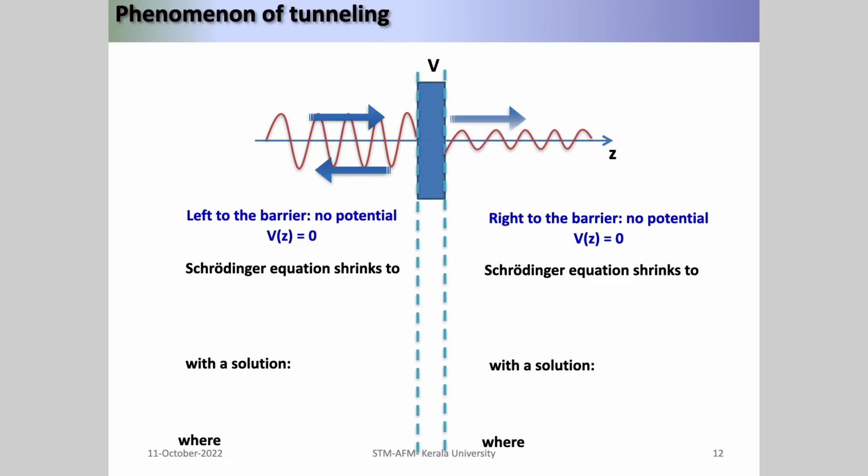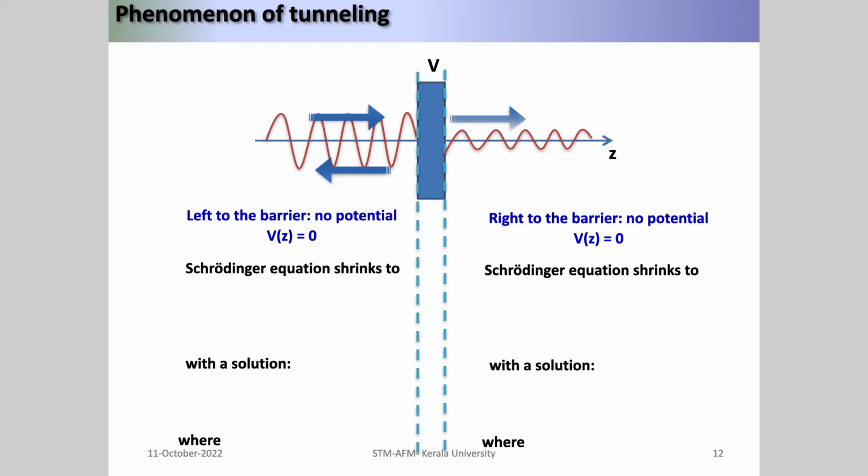Now what happens? Here there is no potential. This is the potential barrier, or the barrier. In physics we call it a potential barrier because the electron has to penetrate through. Okay. So it's a potential wall. This is free space. This is free space. The potential is only here.